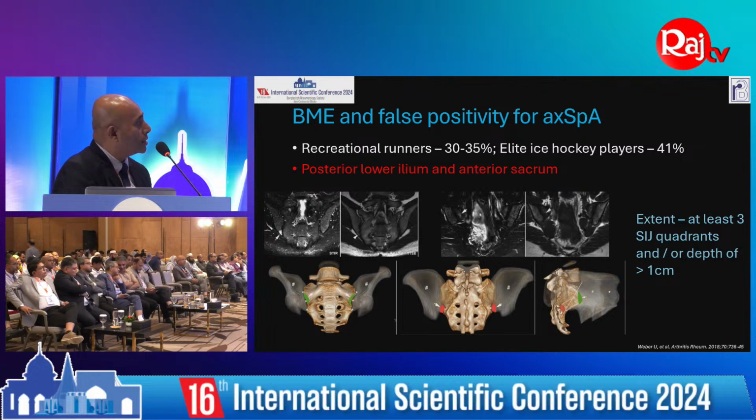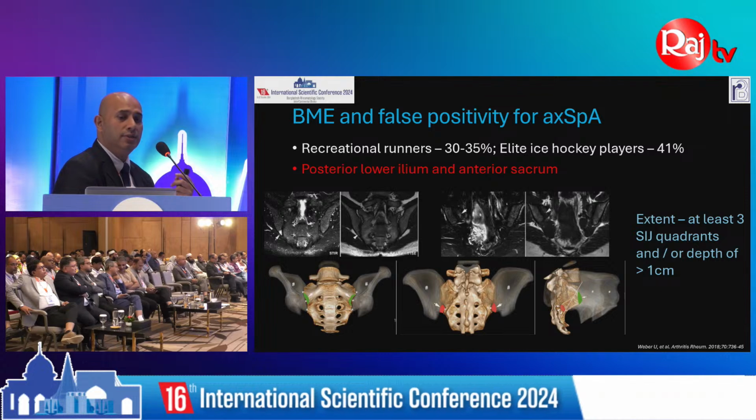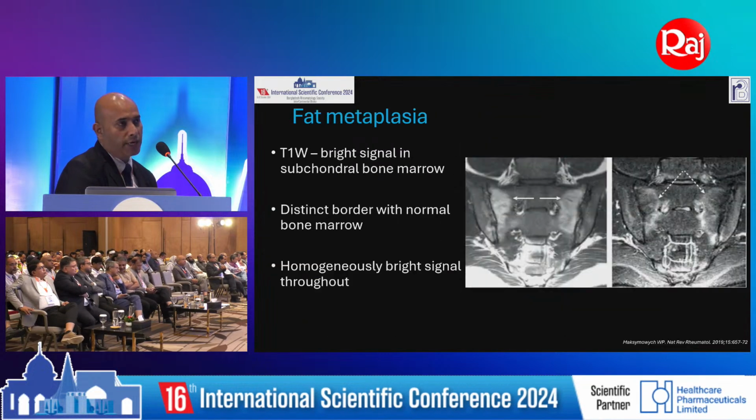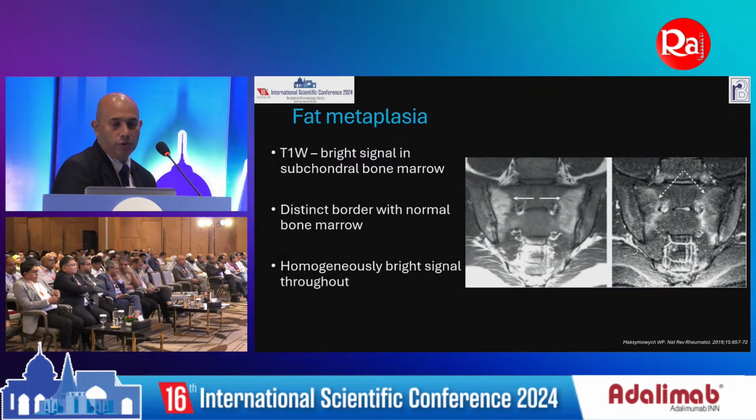And what really determines is the extent. If you have at least 3 SIJ quadrants with a depth of 1 centimeter, the chances are higher that it will be related to axSpA.